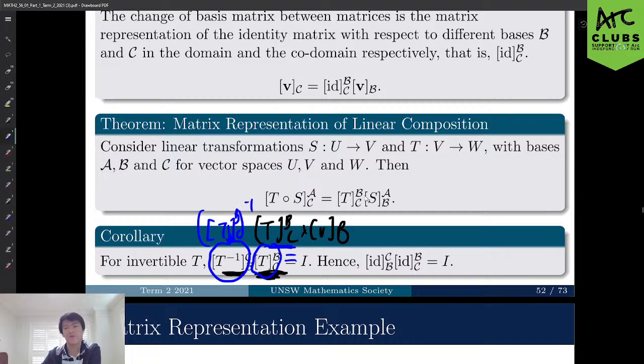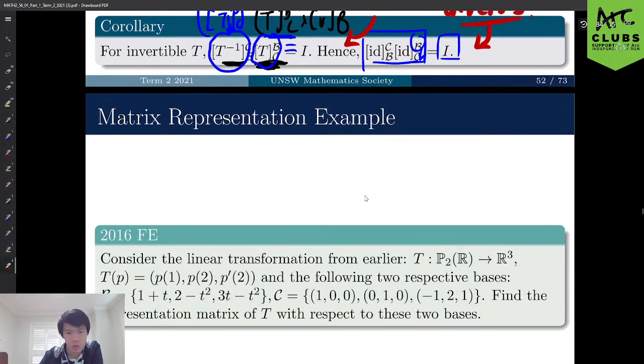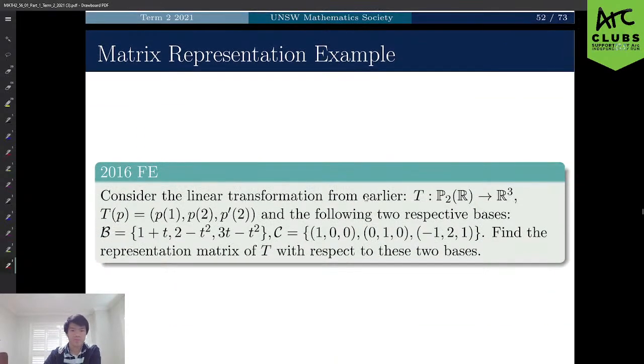And that means that if we've converted a matrix from basis B to C, and we want to convert it back, all you have to do is multiply it by the inverse. So these two identity maps, you multiply them together, you get I, which means they're inverses. Sorry, that's not very clear. You get inverses. So that's what we're going to use when we're doing annoying bases.